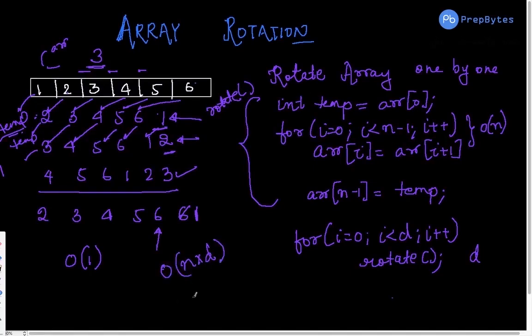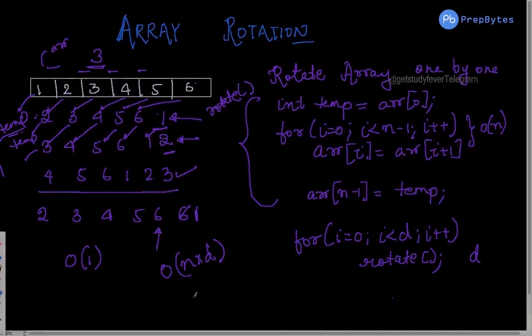Now this is how we can rotate the array one by one. In this case, we are not taking much extra space or any extra space, but our time complexity has increased from O of n to O of n into d. Let's see if we can improve this using further approaches.